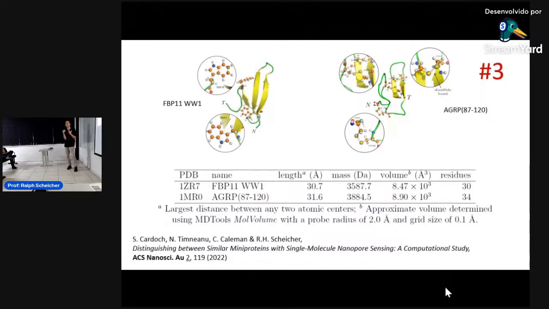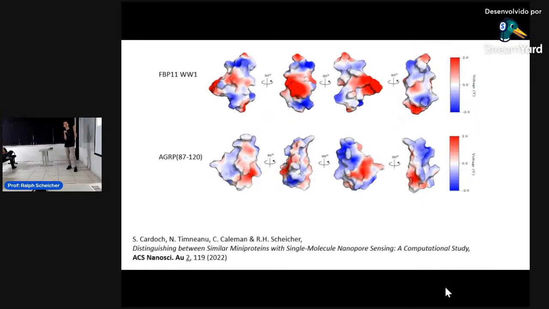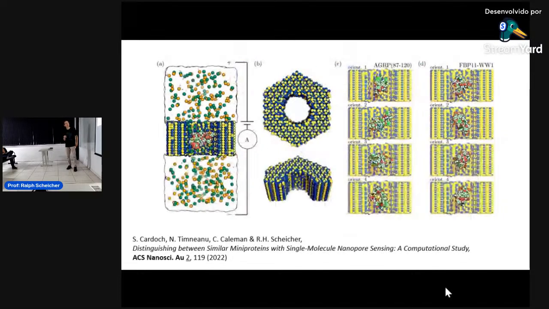We wanted to see if we can distinguish them based on the ionic current in the nanopore. Here are these 2 different mini proteins rotated around and shown from different points of view, and you can see that depending on which amino acids are on the surface, you have different polarities. The setup was as follows. We had a silicon nitride nanopore, so not a 2-dimensional system here, with the mini protein inside, counter ions present, water present, which is not shown, and electrodes applying a 1-volt bias typically, and then measuring the ionic current.